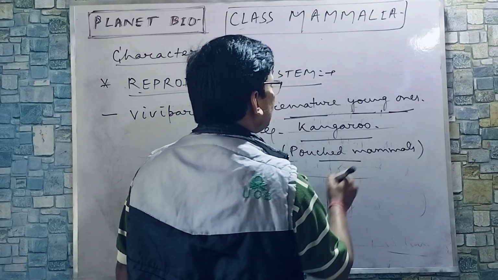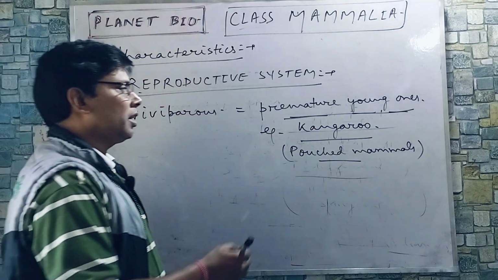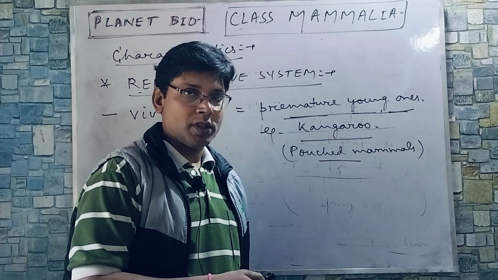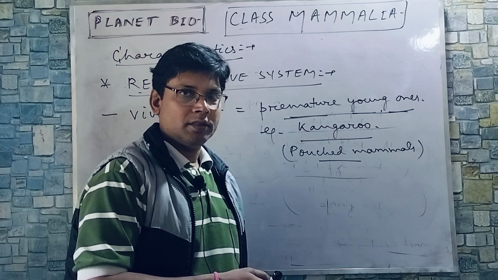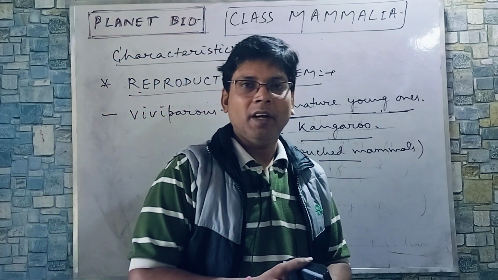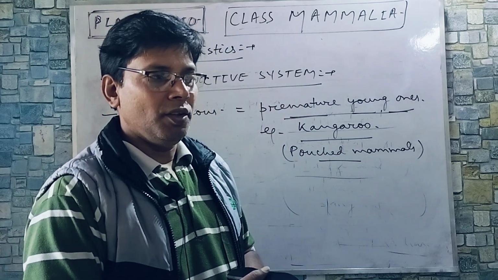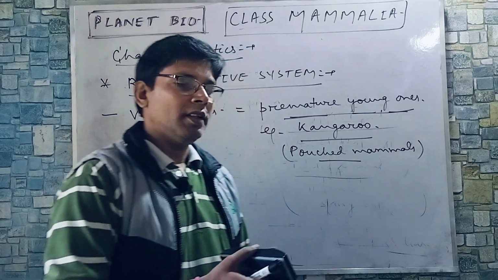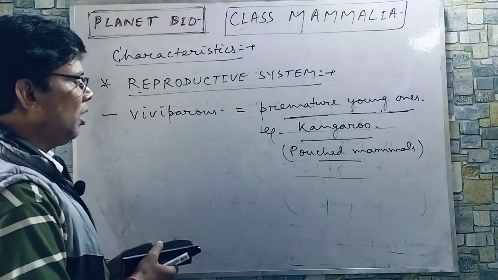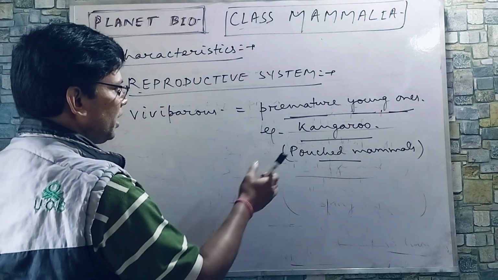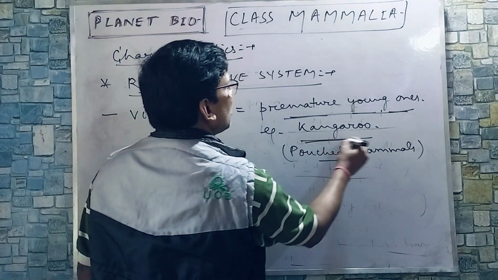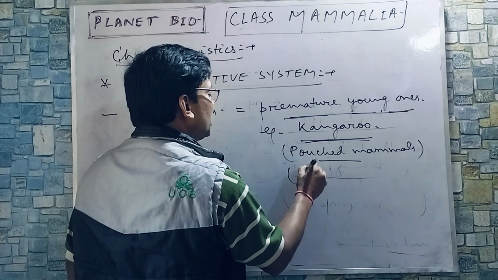Kangaroo is a metatherian or marsupial with a premature young one, so they are said to be pouched mammals, metatherians or marsupials. For other examples of pouched mammals, you can see Didelphys, opossum, then koala, teddy bear, which we generally give as a gift for newly born babies. All these belong to the category of pouched mammals or metatherians, also found in the Australian region.